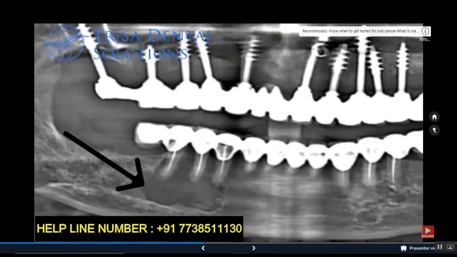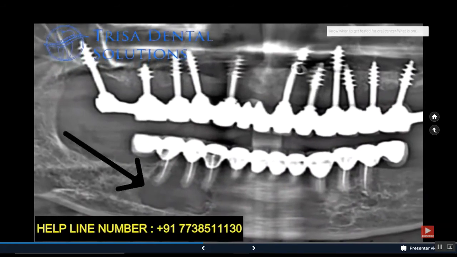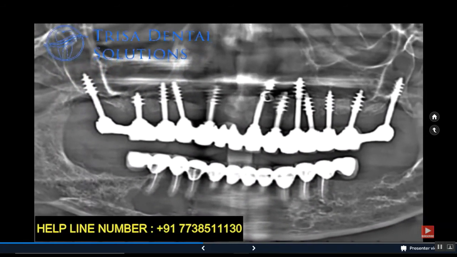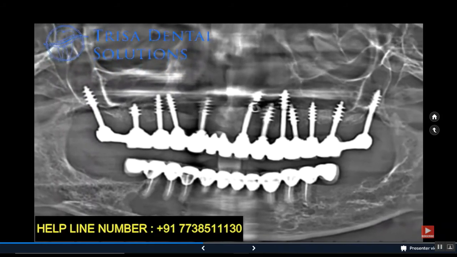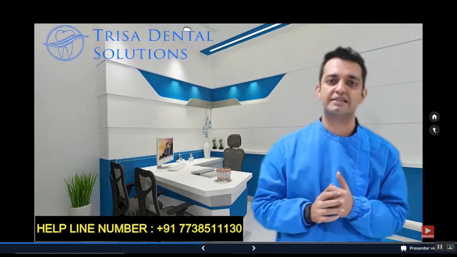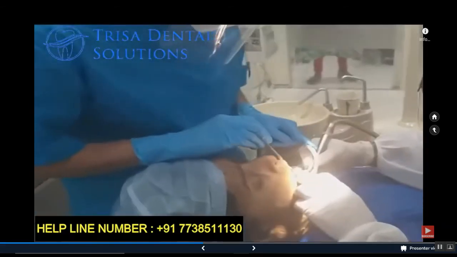As you are seeing on the OPG X-ray, there is a big lesion developing from her canine to the premolar. Obviously, it has to be removed. Now, this removal, we plan it under local anesthesia. What we do is, after nicely anesthetizing the patient, the cyst has to be enucleated.